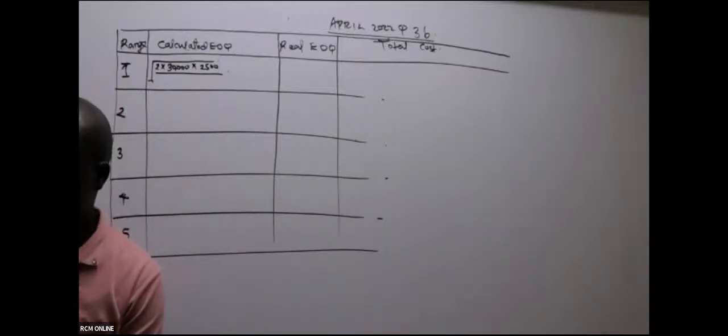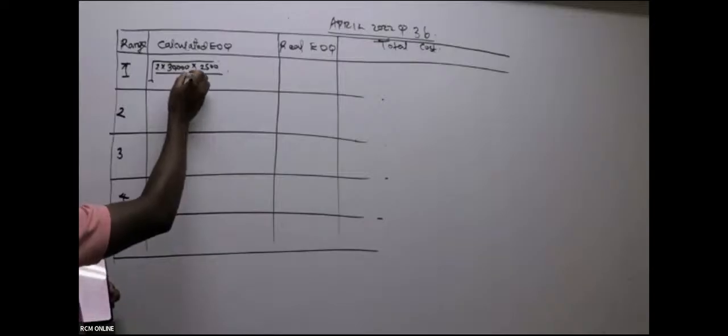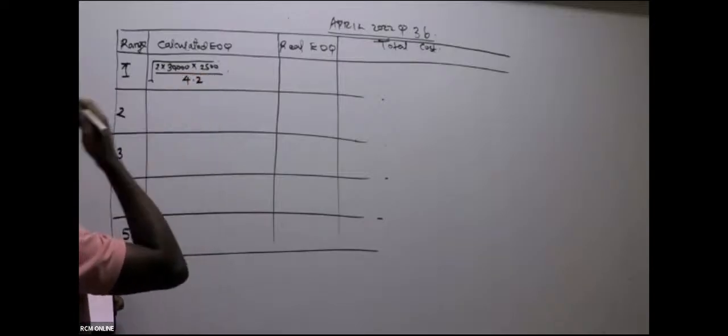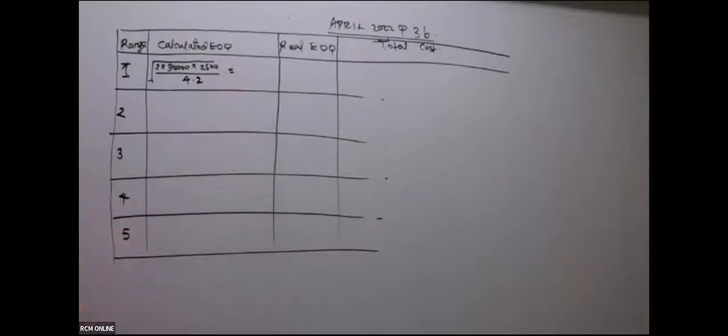20% of 21 is how much? 4.2. So we'll have 4.2 here. Now use that to give us the calculated economic order quantity, to the nearest whole number. For this particular question, the nearest whole number will be okay. It is 59.76.